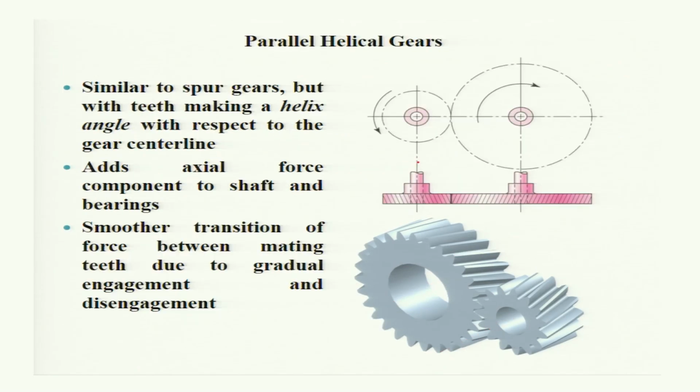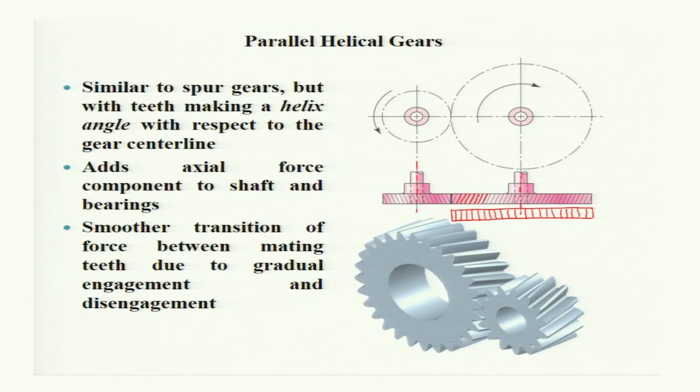The axes are parallel in the case of helical gear, you see, but the gear teeth are inclined. Now, if you compare the spur gear, spur gear will look like this. The gear tooth will be parallel to the axis. But here, for the case of helical gear, they are inclined.